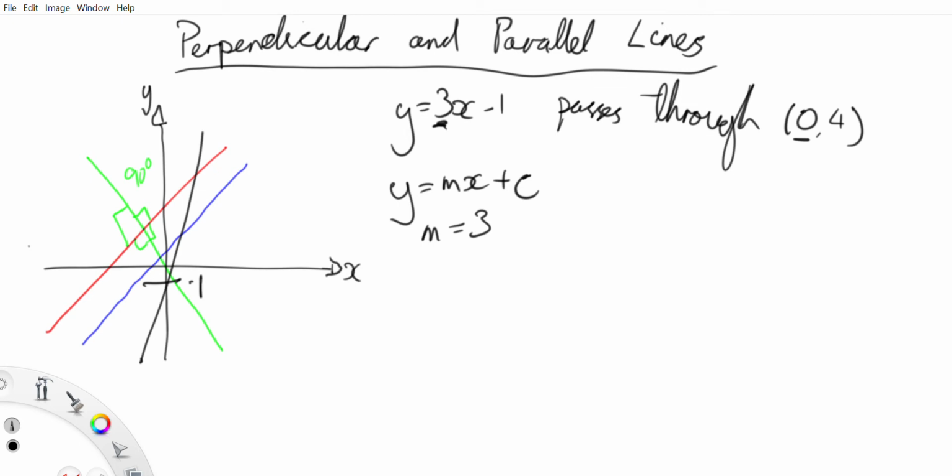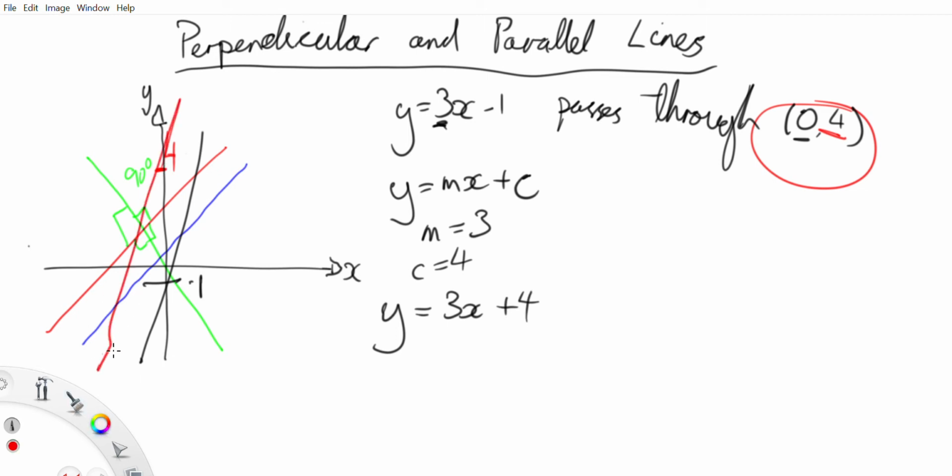Now, because it's going through the point 0, 4, we go along the x to 0 and up to 4. It goes through that point right there. So that is the y-intercept. If I just write c equals 4, and then rewrite my equation, y equals 3x plus 4, I have the equation for this new line, which runs parallel to my black one.